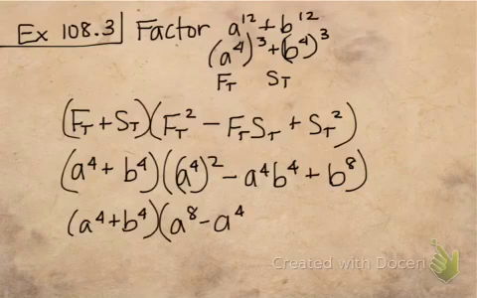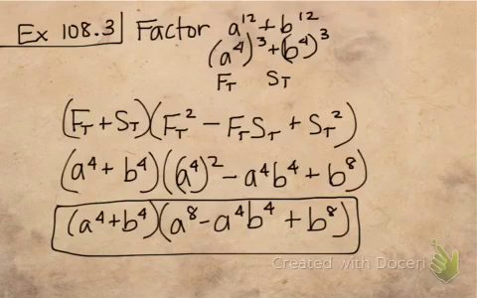Simplify that so we get a to the 4th plus b to the 4th times the quantity a to the 8th minus a to the 4th b to the 4th plus b to the 8th power. And that is the factorable form of a to the 12th plus b to the 12th.